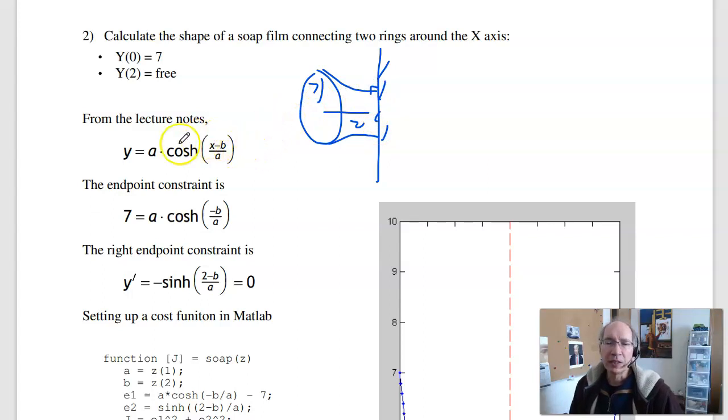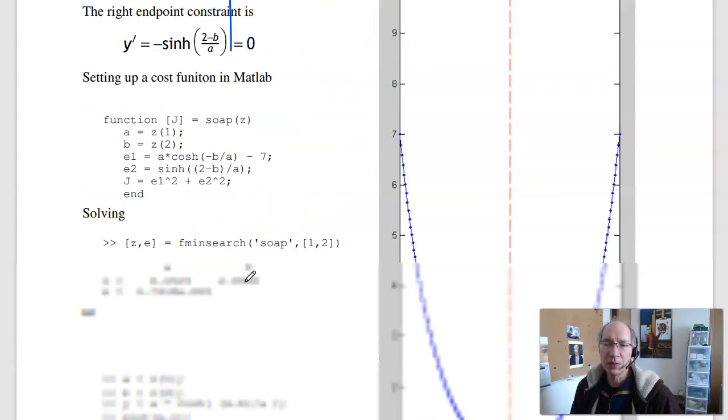From calculus of variations, I know that the shape of a soap film is a hyperbolic cosine. The endpoint constraints is that the left endpoint, when x is 0, y is 7, and the right endpoint says that fy prime is equal to 0 at the right endpoint. Solving, I get y prime is minus sinh, so this is equal to 0 at the right endpoint, at 2. Two equations, two unknowns, solve for a and b.